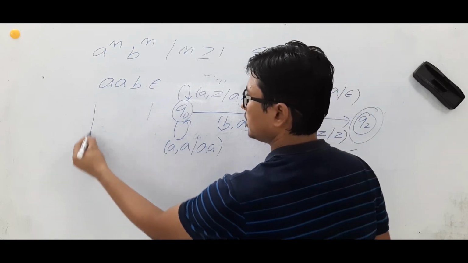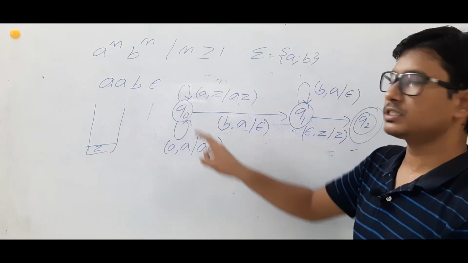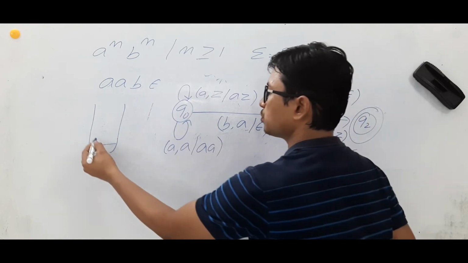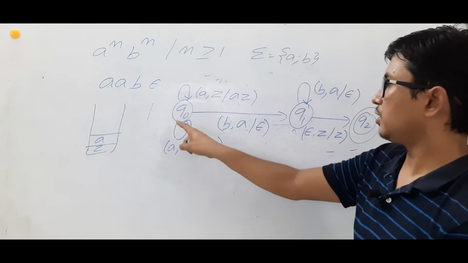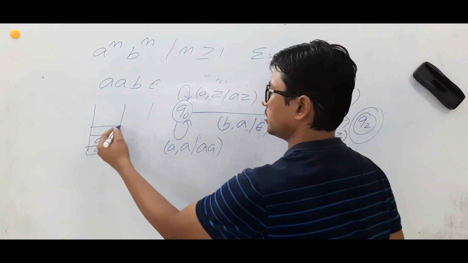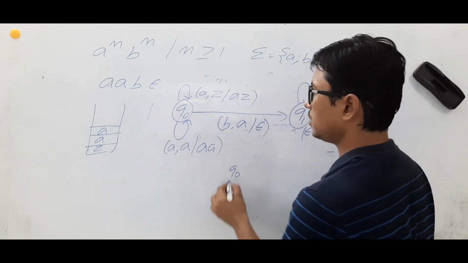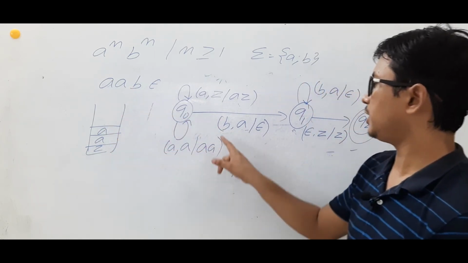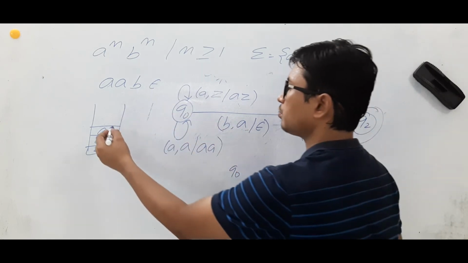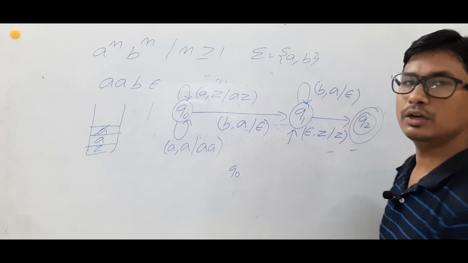Initially the stack consists of only Z. Now I am in the state Q0. Q0 on A on Z, I have to push the A. Similarly, Q0 on A on the stack symbol A, I have to push the A. So all the A's I have pushed. Now I am in the state Q0. Now Q0 on B, what should I do? From Q0 on B and the stack symbol A, you have to pop the A. So where have you reached? You have reached the state called Q1.